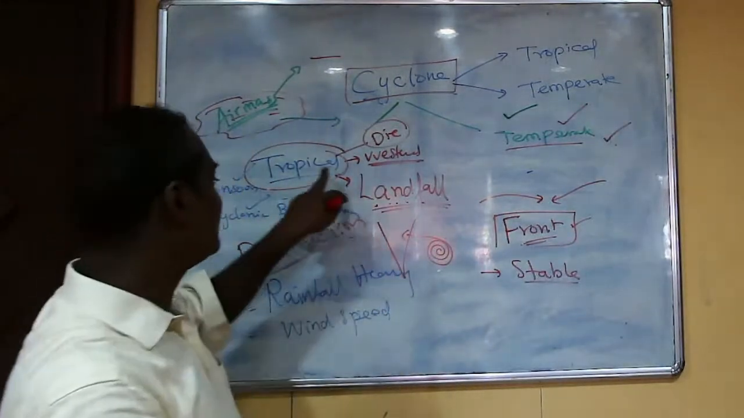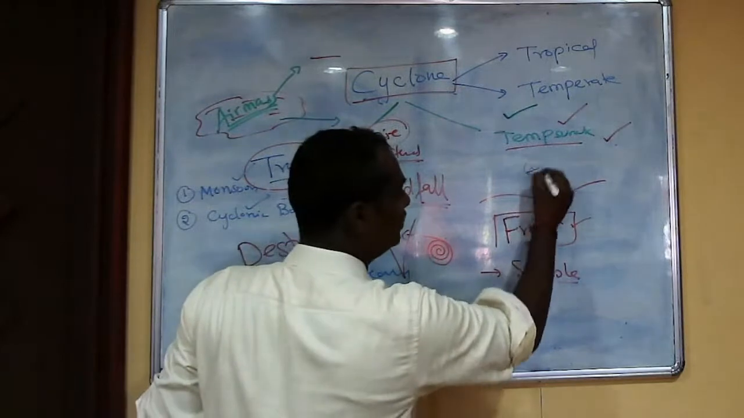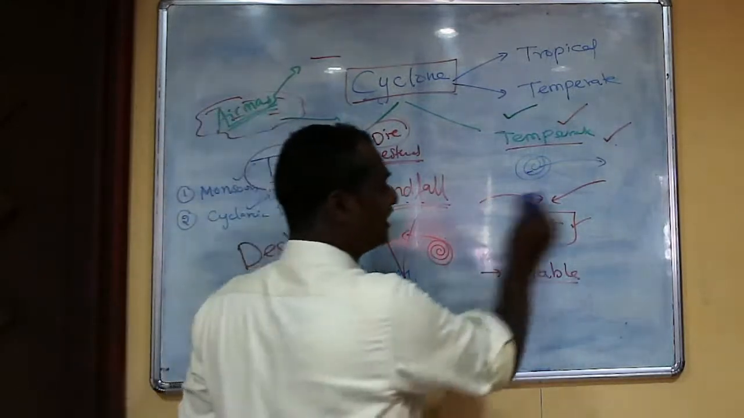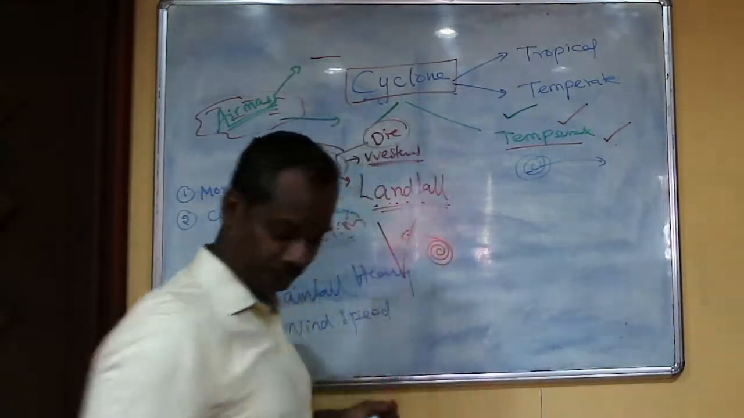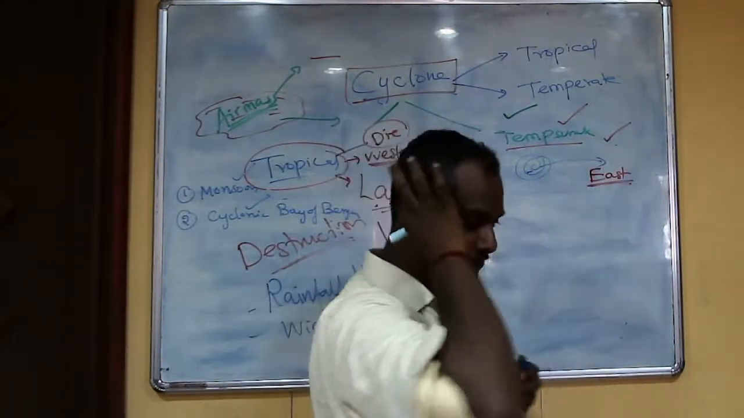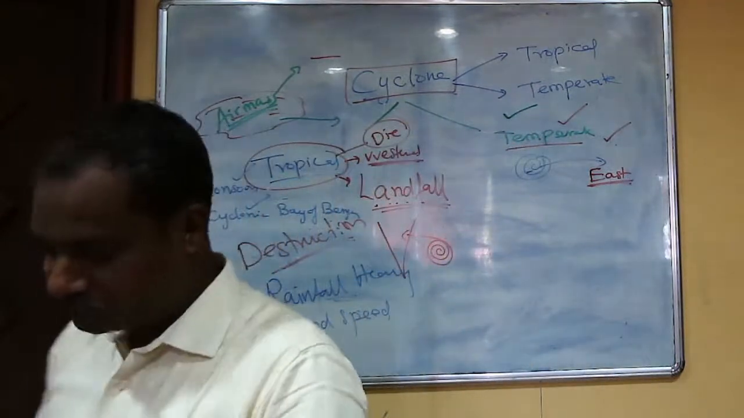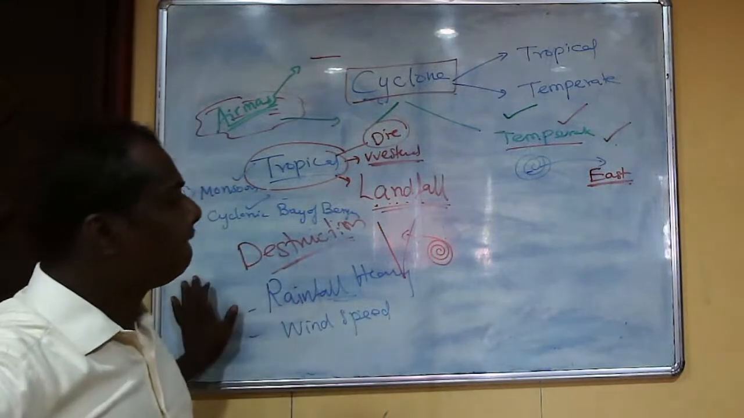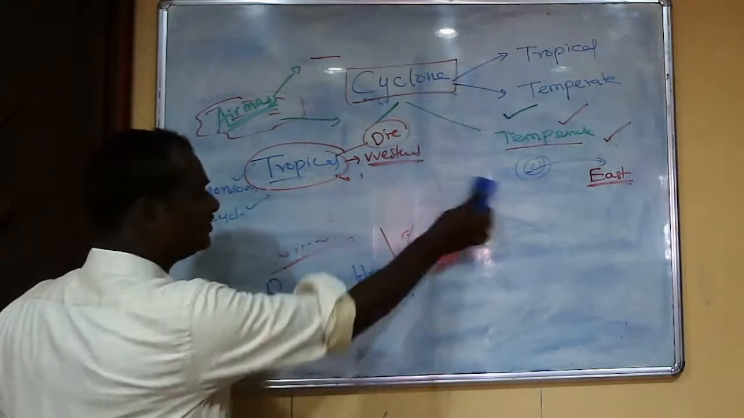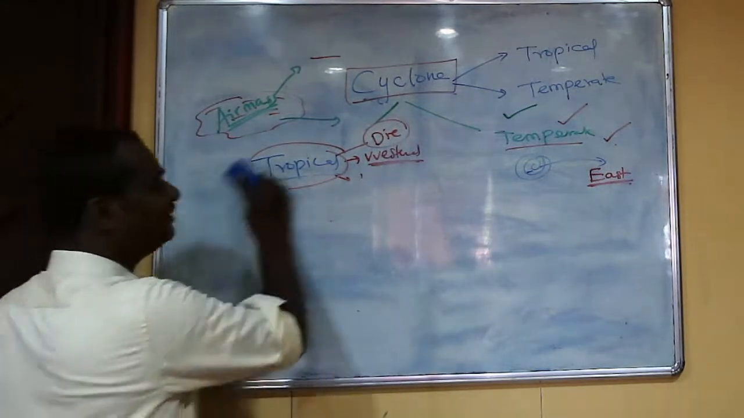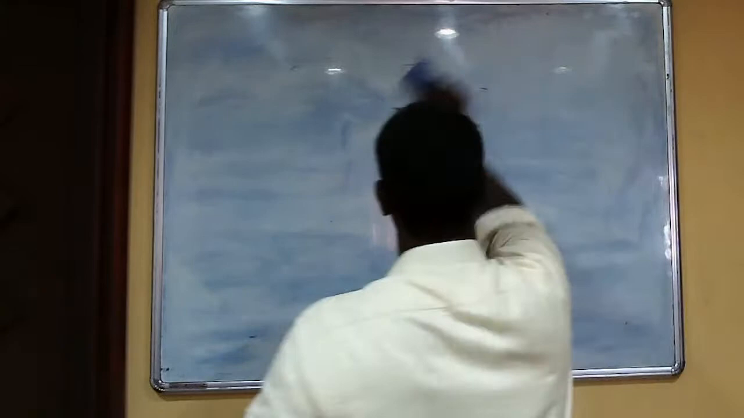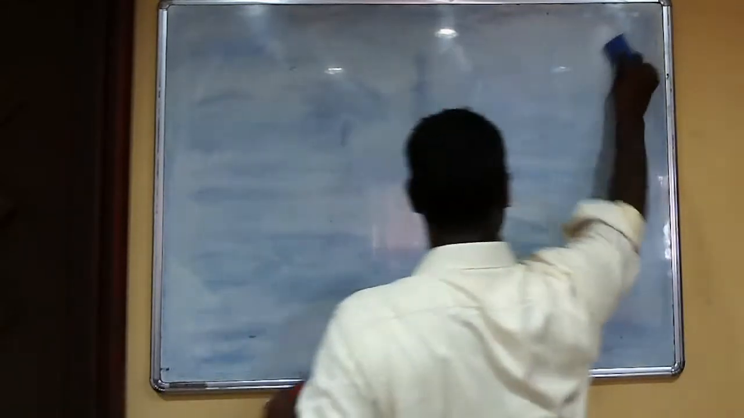And while the tropical cyclone moves westward, the temperate cyclone, once it is formed, will move eastward. So what information do we know so far? Tropical cyclones are highly destructive, the wind speed will be very high, and rainfall will be high. Once it does the landfall, it will disappear.